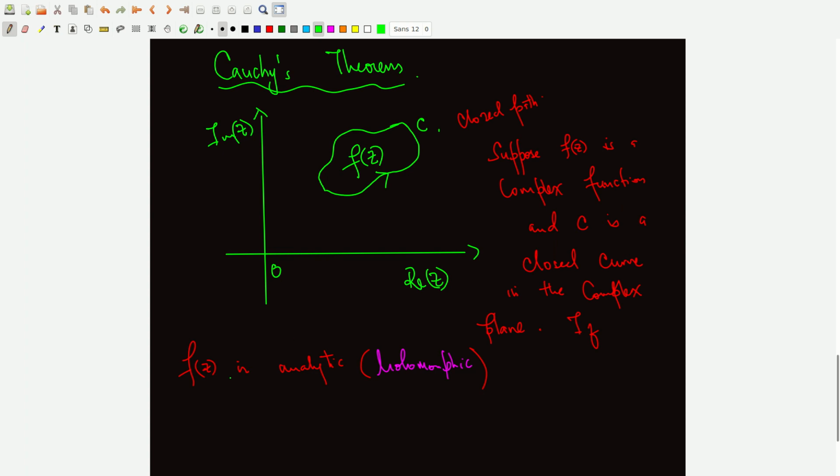So f(z) is analytic. Some people say holomorphic.